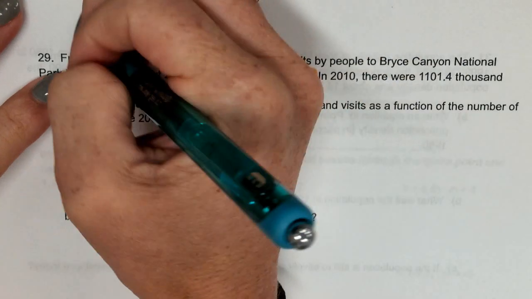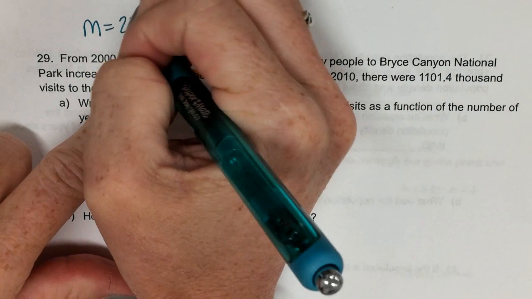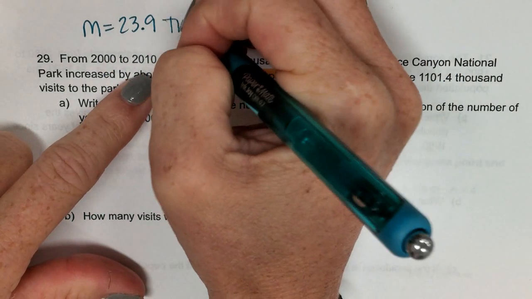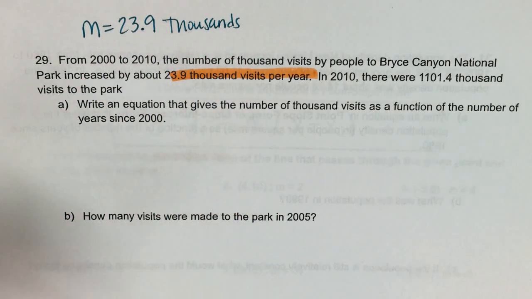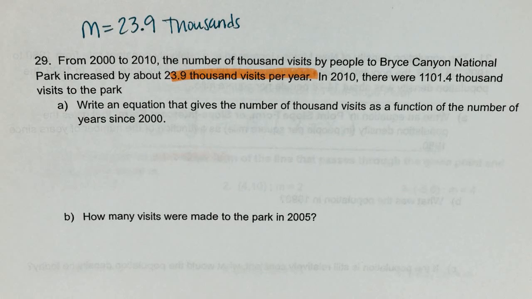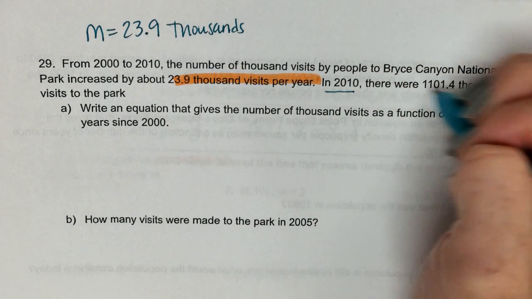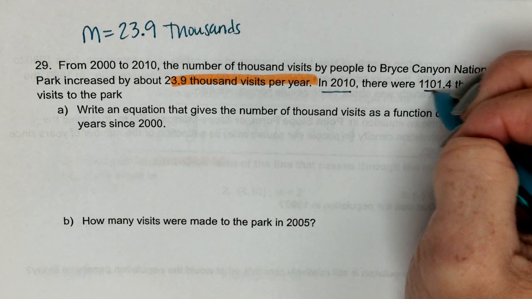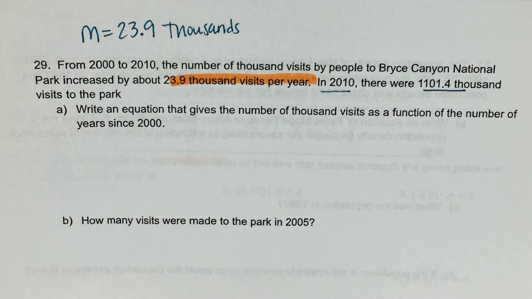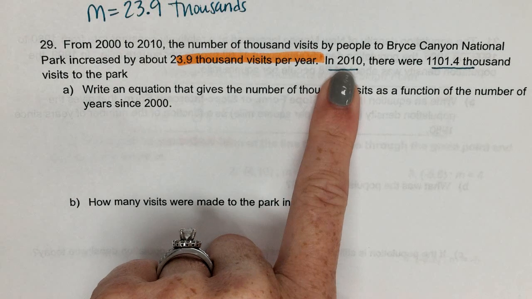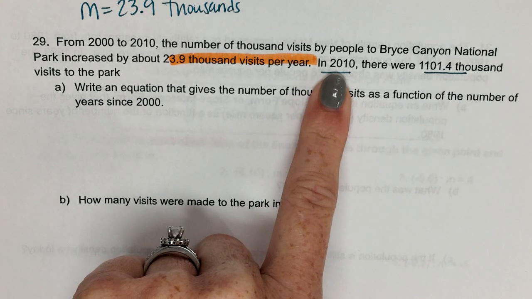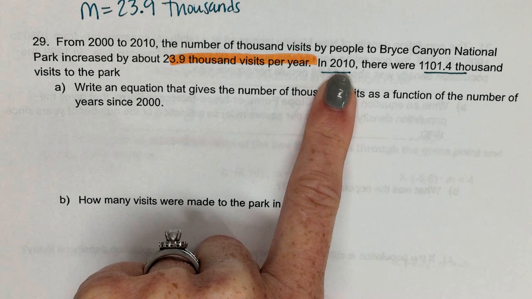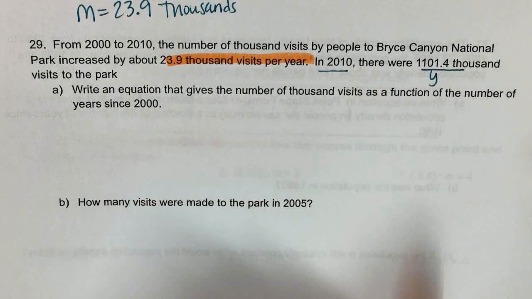So the M is 23.9 and then in thousands, which you can leave off unless you're solving, and then when it's asking, if you solve something, you have to put thousands, okay? It says in 2010, there were 1,101.4 thousand visits to the park. They just gave you a coordinate, yes? But 2010 is not the X value, and it's not the Y. It's going to help you get the X value. This is the Y value.